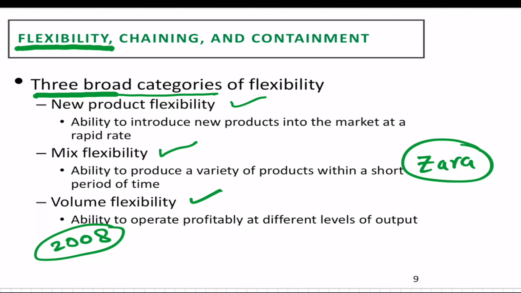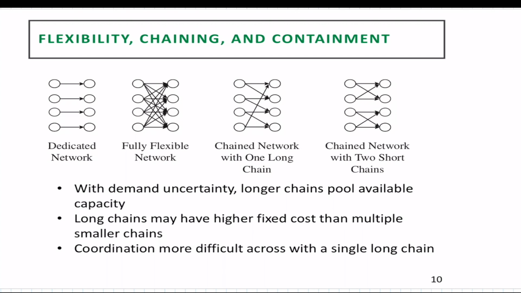So although companies make use of flexibility in some form to address global risks and uncertainties, we also need to understand some other benefits and limitations. Suppose there is a company that sells 4 products. If you look at the first network, which is a dedicated network, this hardly has any flexibility because each plant produces only one product.